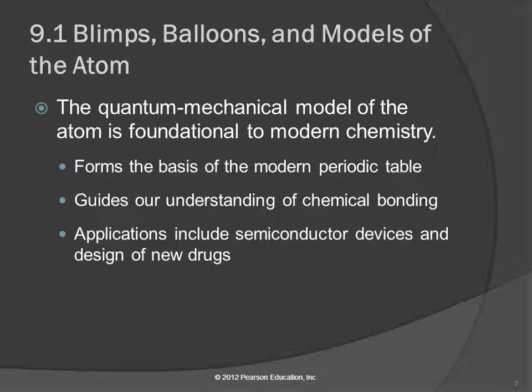The quantum mechanical model is essential, it's foundational to modern chemistry. It helps us to understand chemical bonding. It's the basis of the modern periodic table. And because of quantum mechanics, we are able to apply what we know and make things like semiconductor devices, which are essential to computers and tablets and cell phones and things like that. And it also helps us to understand how we can design new drugs instead of just haphazardly coming across them.